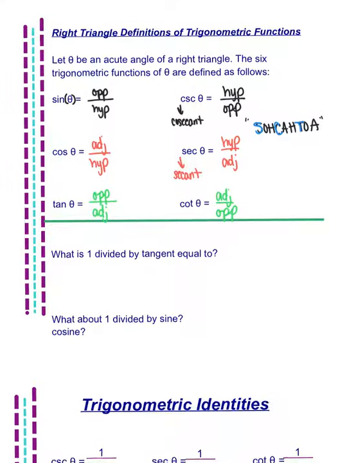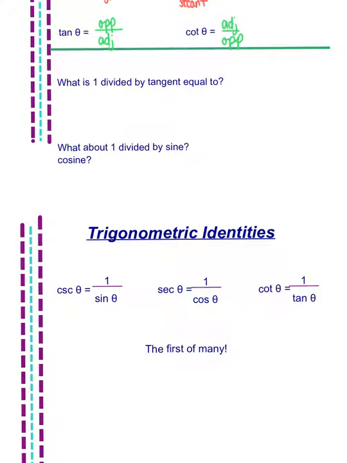All right. So the next question says, what is 1 divided by tangent equal to? If I were to have 1 divided by tangent of some angle, what is that equal to? Well, if tangent is equal to the length of the opposite side over the length of the adjacent side, then I have 1 divided by this fraction. When I divide by a fraction, I'm really multiplying by the reciprocal, leaving me with adjacent over opposite. And that is just cotangent of theta. So that's just another illustration to show that tangent and cotangent are reciprocals of one another.